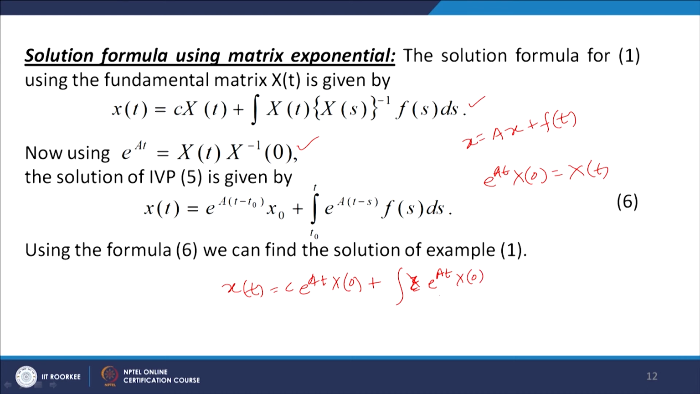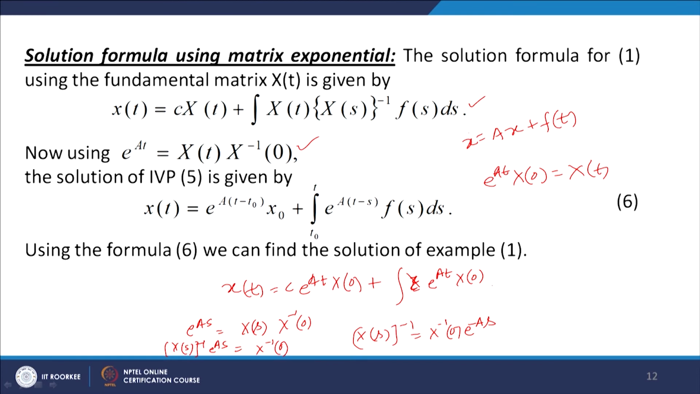x(t) is equal to e^(At) into X(0). Now X(s), that is e^(As), is equal to X(s) into X inverse(0). Now we want to find X(s) inverse, so pre-multiply by X(s) inverse. So X(s) inverse e^(As) equal to X inverse(0). And X(s) inverse is therefore equal to e^(-As) post-multiplied, so we get X inverse(0) e^(-As).